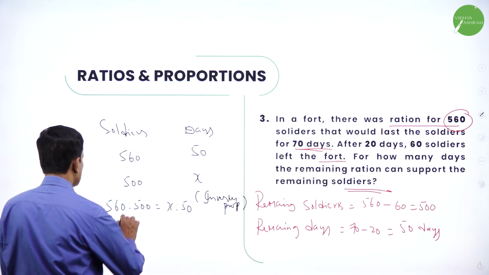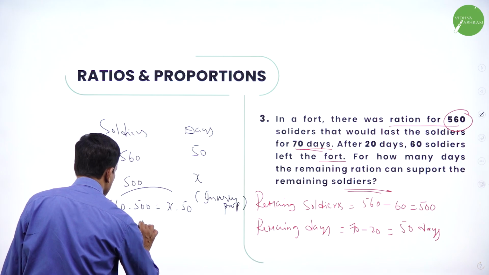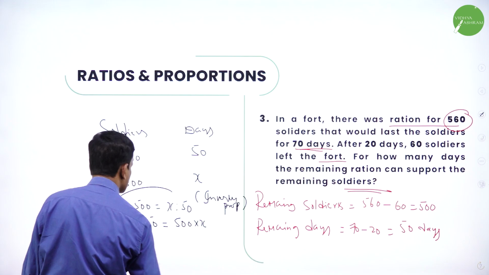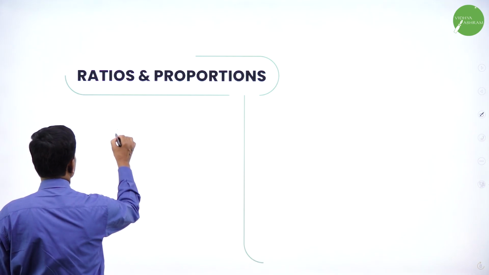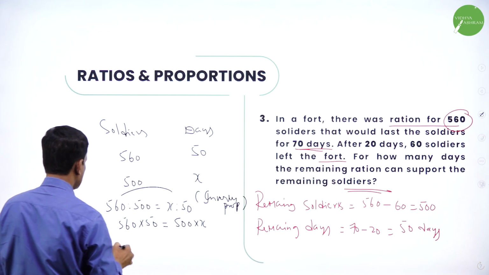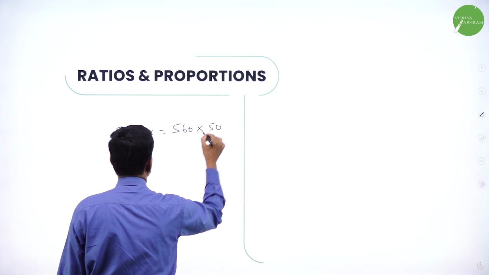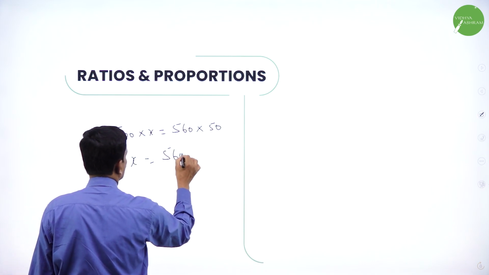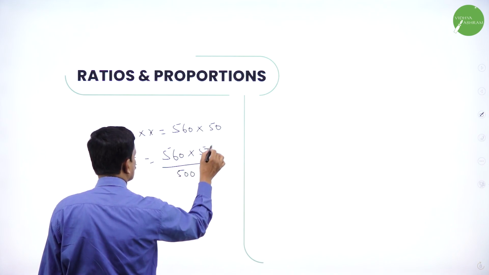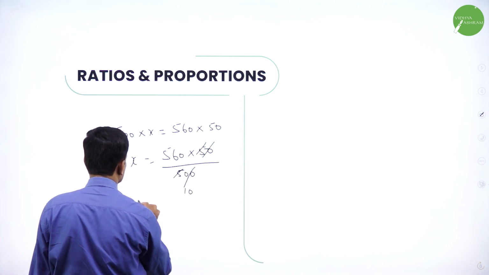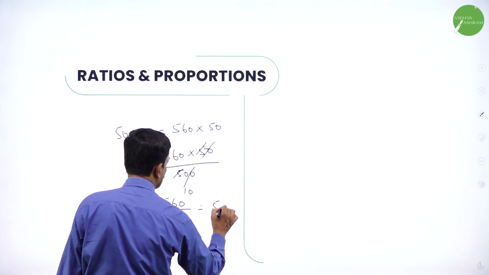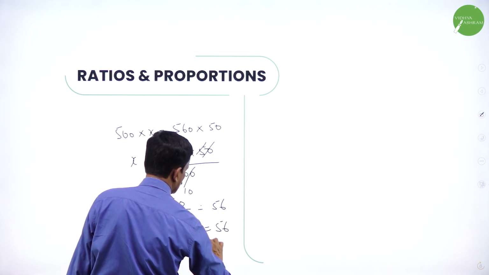Therefore, now this can be written as 560 into 50 is equal to 500 into x. So 500 into x is equal to 560 into 50. Now therefore x is equal to 560 into 50 divided by 500. So it gets cancelled, 5 tens up. So x is equal to 560 divided by 10, that's equal to 56. x is equal to 56.